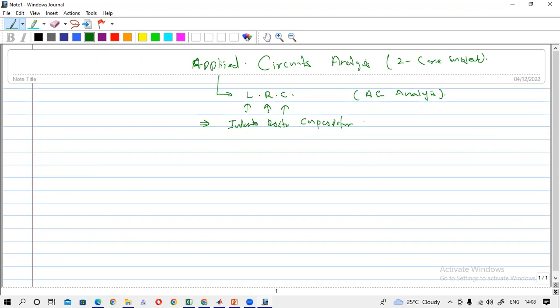For that, I think you can remember that for an LRC circuit, normally we can get a differential equation to analyze these circuits, or we can use the Laplace transform, the S domain, that is the complex domain. So basically we can use these 2 methods to analyze these LRC circuits.